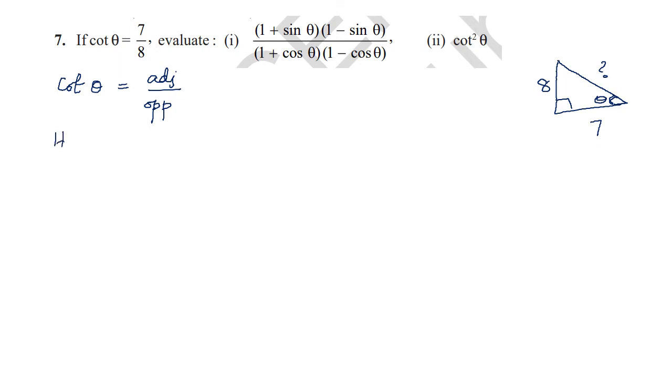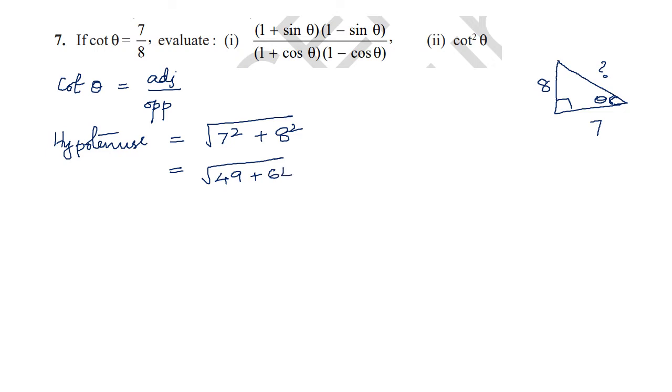Now can you find the hypotenuse? Pythagoras theorem. So what will be the hypotenuse, you tell me? Root of 7 square plus 8 square. What is 7 square? 49 plus 64, what is the answer? 113. Is there a perfect square root for root 113? No. So we'll keep it as it is, root 113.